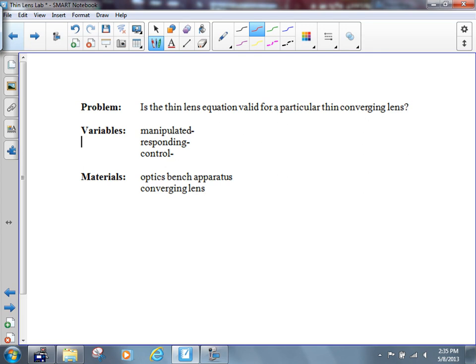We are going to change the object distance and see how the image distance responds to that. We're going to take that data, we're going to do something with it, and then we're going to plot a graph. That graph will tell us whether or not this law, this lens equation that we learned yesterday, is valid.